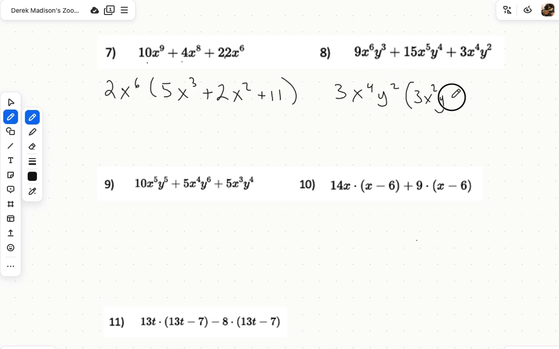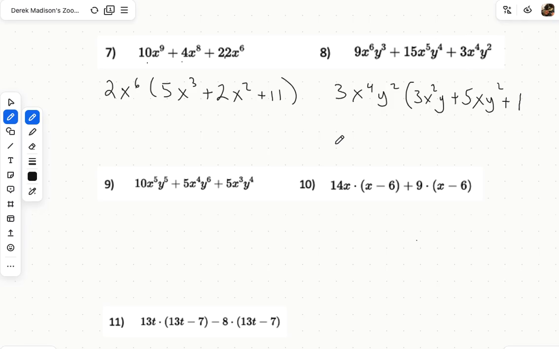3 goes into 15 5 times. 5 out of 4 leaves me x, and 2 out of 4 leaves me y squared. 3 out of 3, we could write a 1 there, but we don't generally do that. Except for right now we do that, because if you notice, this right here is the greatest common factor. So if I multiply this back right now, this gives me the first term, that gives me the second term. So I need something there so that I get this back.